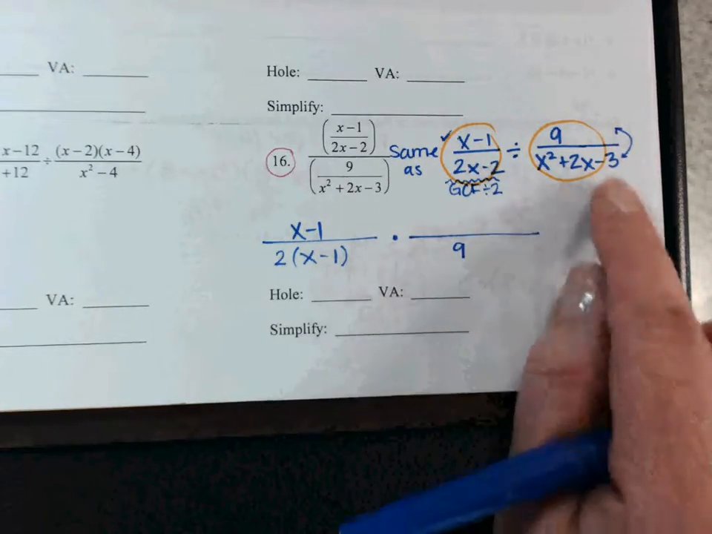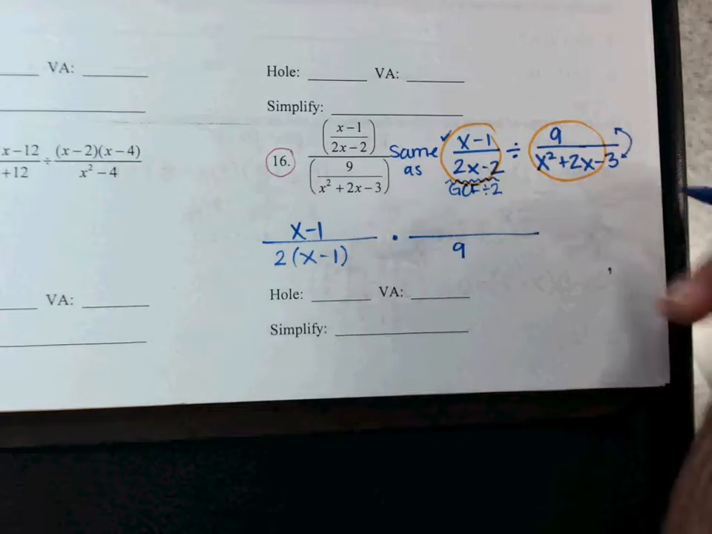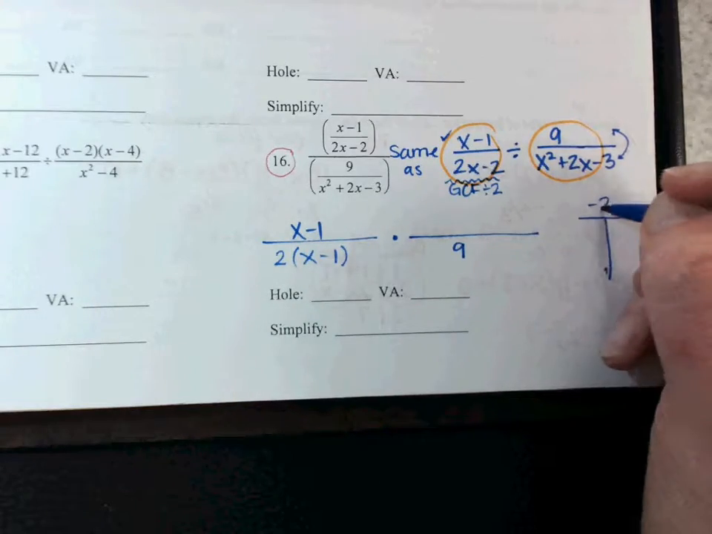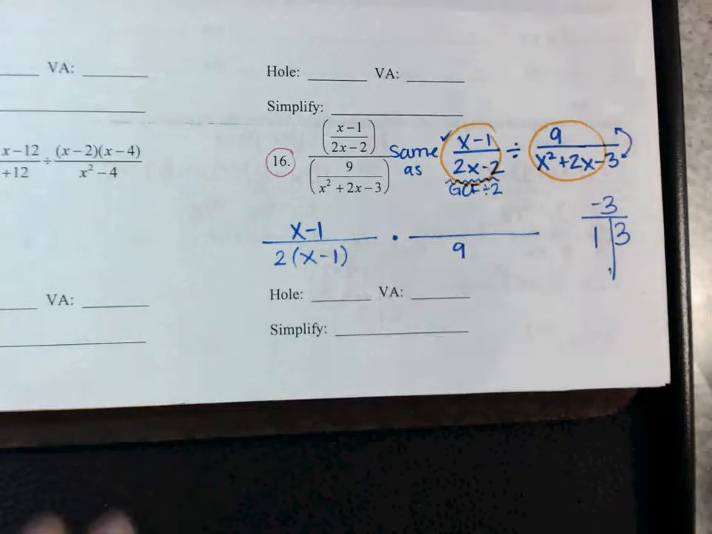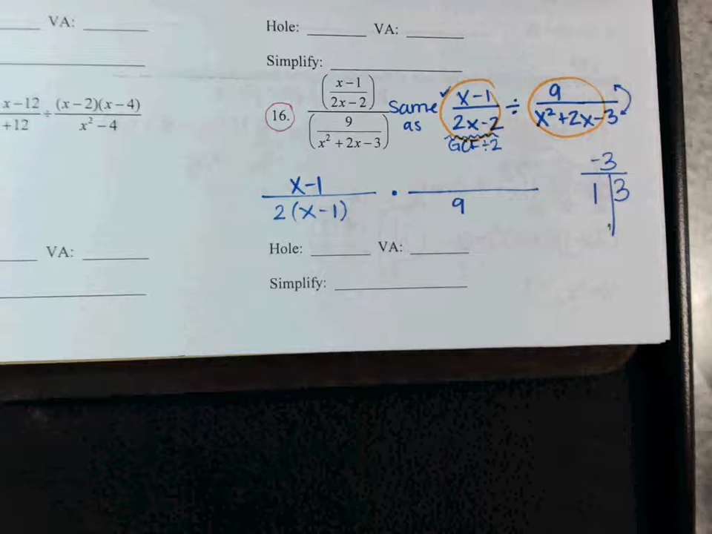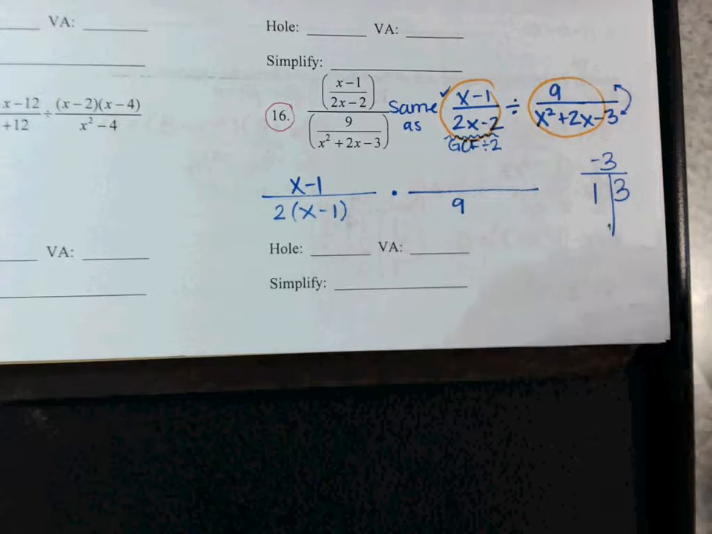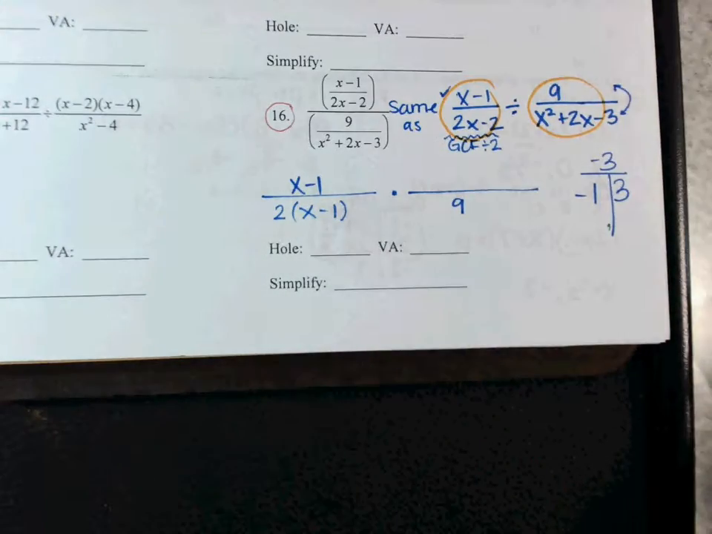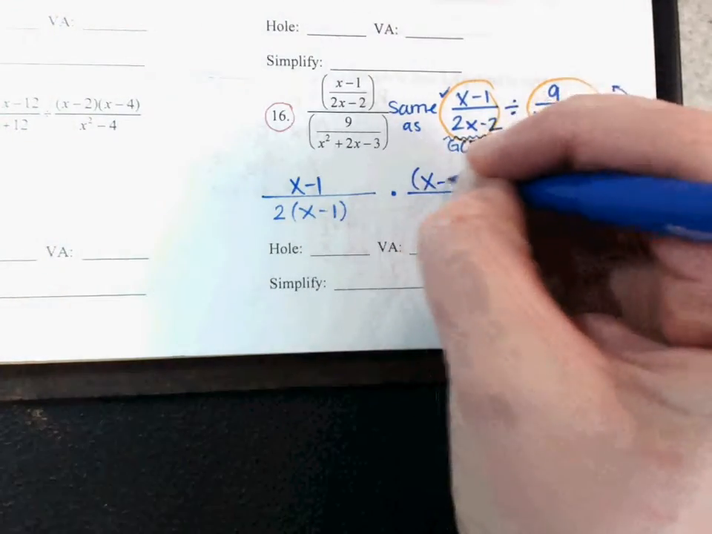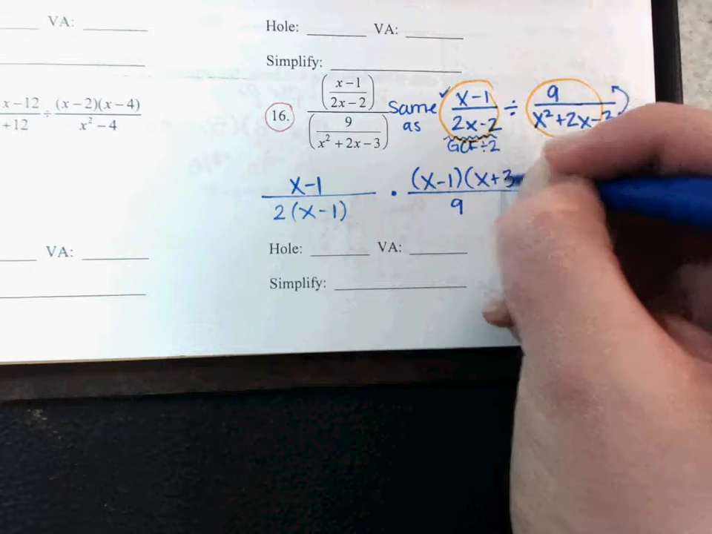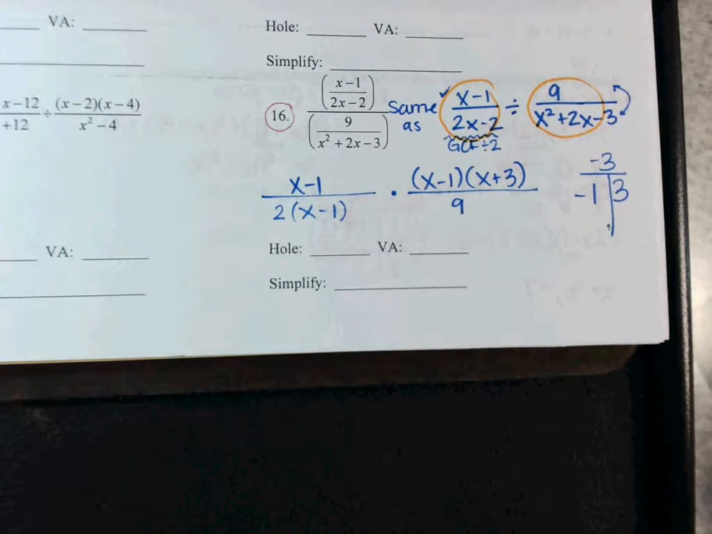Then this part right here, I'm going to have to T-chart. So I need a negative 3 at the top. 1 times 3 is the only way to get to 3, but I need them to minus to be a positive 2. So minus on which one, the 1 or the 3? The 1. So it'll be x minus 1 and x plus 3. From here, you got to cross stuff out.